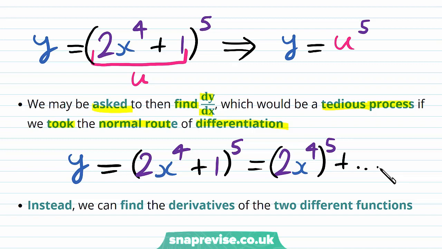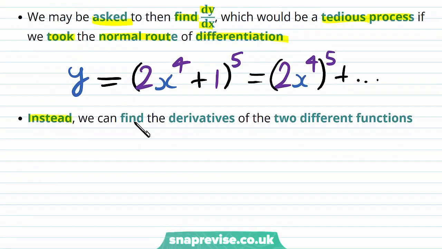However, this is quite a tedious process, and imagine if this power 5 was significantly larger, say 100, then the expansion would be quite difficult. And so we'd like a more direct method. Instead, we can find the derivatives of the two different functions. We start with our y, which is in terms currently of u, and is u to the power of 5.